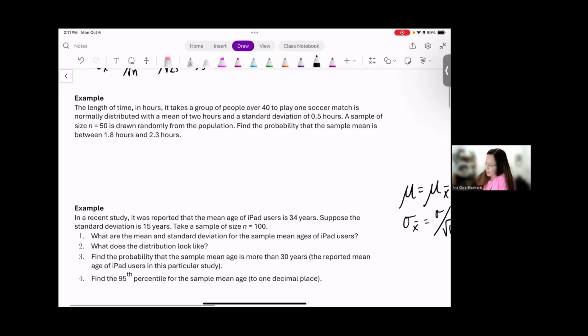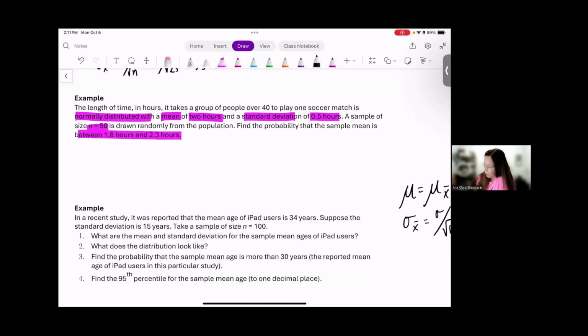The length of time in hours it takes a group of people over 40 to play one soccer match is normally distributed, with a mean of 2 hours and a standard deviation of 0.5 hours. A sample of size 50 is drawn randomly from the population. Ding, ding, ding, that means we need to adjust our values. Find the probability that the sample mean is between 1.8 hours and 2.3 hours.